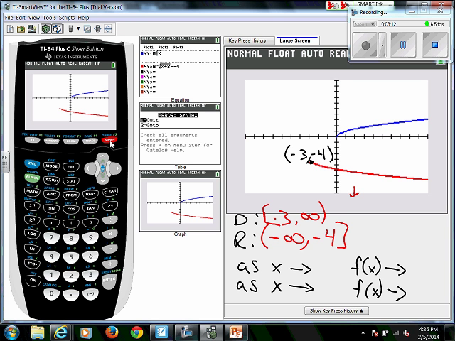My starting point is my leftmost point, so I'm going to match these two ordered pairs up. As x approaches negative 3, f of x approaches negative 4. Now I'm going to use our other x value, which is infinity, with my other y value, which is negative infinity. So as x approaches infinity, f of x approaches negative infinity.